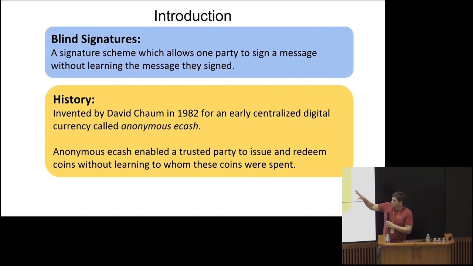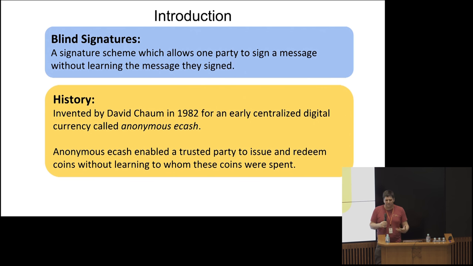So this very strange thing, blind signatures, was invented in 1982 for a very specific purpose. And it's something that I find really interesting because prior to Bitcoin, this was one of the major digital or virtual currency systems. So David Chaum, in 1982, invented blind signatures specifically for a scheme that he called anonymous e-cash, which he attempted to industrialize.